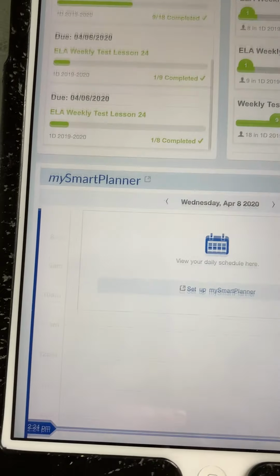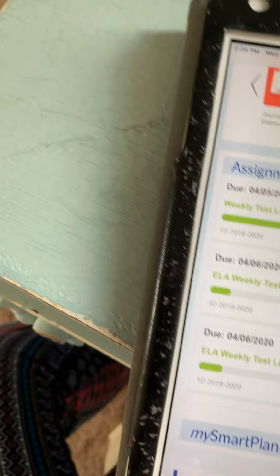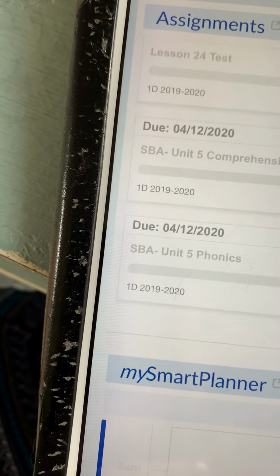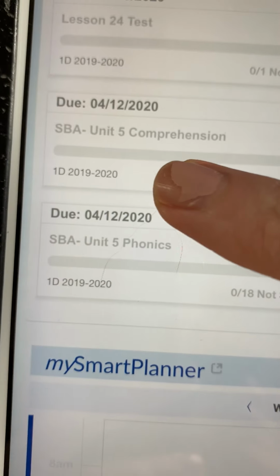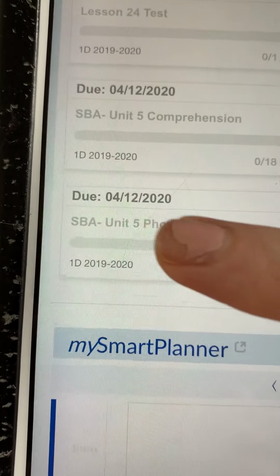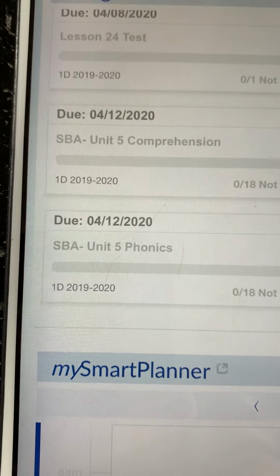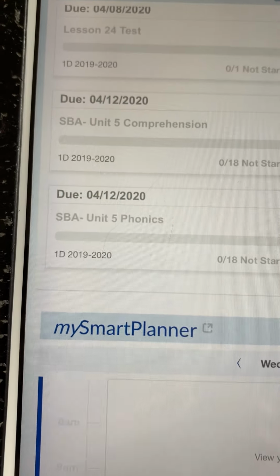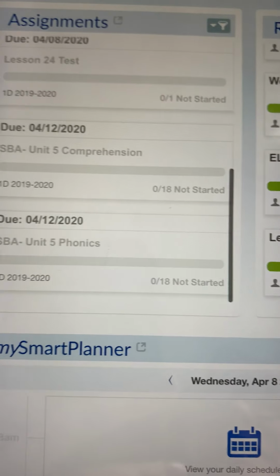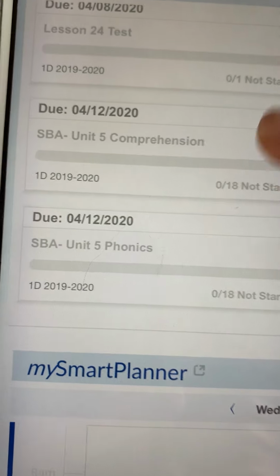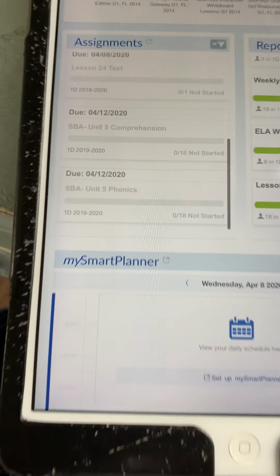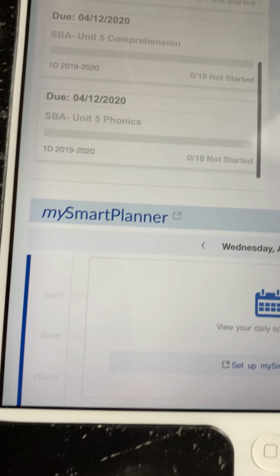Let me make sure everyone's aware of the tests this week. On Think Central, starting tomorrow, the Unit 5 Comprehension SBA is going to open up and be available. And then the Unit 5 Phonics SBA is going to be available also. These are super important that they get done by Friday. I feel like I've had some miscommunication on when these tests are due, but they are always due on Sundays. I'm sorry, did I say Friday? They are due on Sunday. I'm sorry, y'all, it's Wednesday.